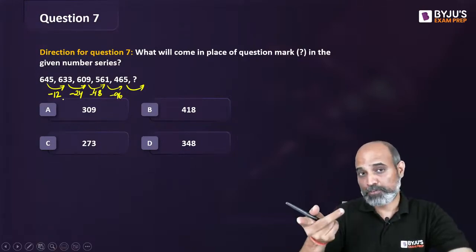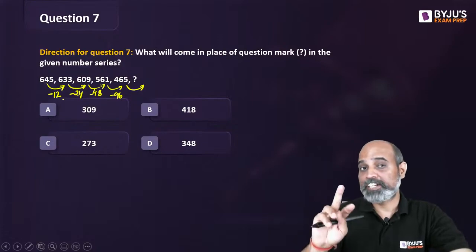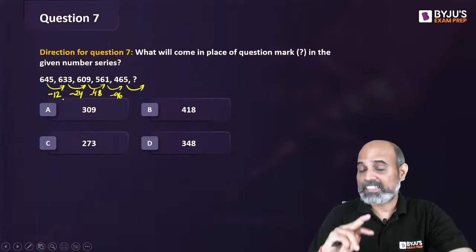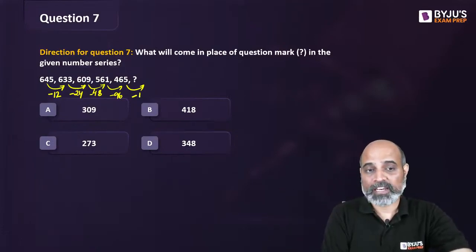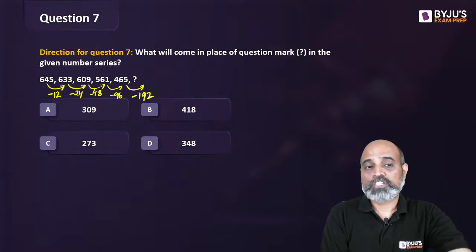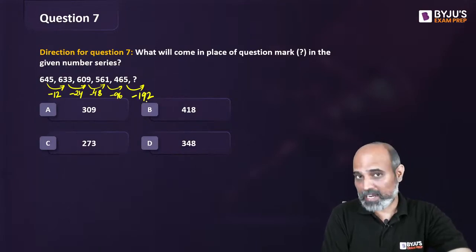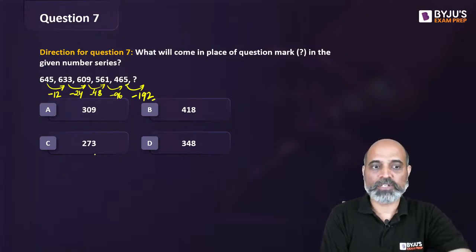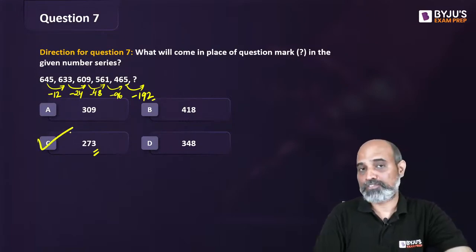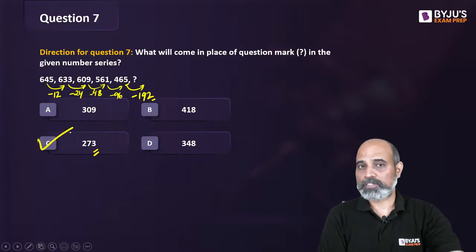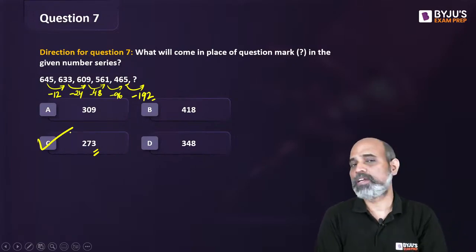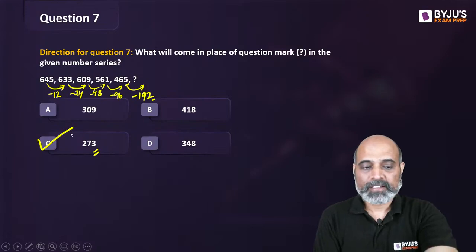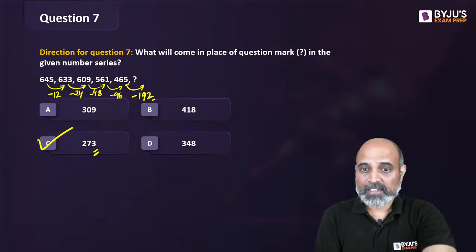12 का double 24, 24 का double 48, 48 का double 96. So next the double of 96 is going to be 192. So if you subtract 465 minus 192, I don't have to subtract everything. Just 5 minus 2 itself is enough for me to figure out that the answer is going to be C option, 273, right? So option is going to be C. The difference is getting doubled every time.